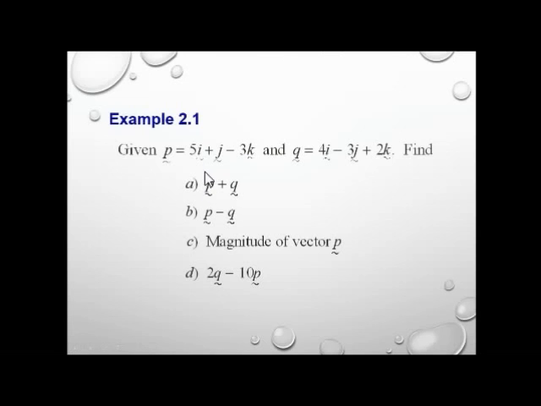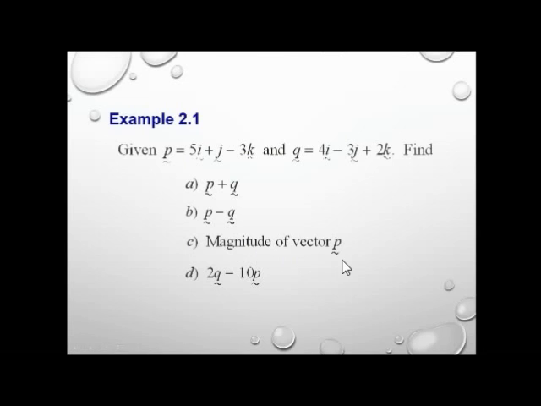For P plus Q, you can just add them. We will get 9 i cap minus 2 j cap minus k cap. For P minus Q, we will get i cap, then 4 j cap, then minus 5 k cap.